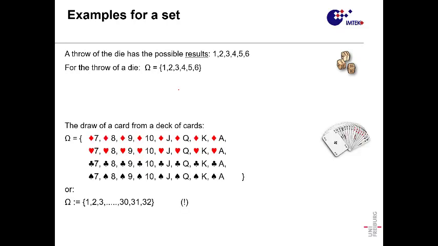Another one is, for example, a deck of cards. If you're playing poker or any other game with cards, the whole omega will be the whole deck, and the subset would be the hearts or the diamonds or the black or the red. Okay? So then you can start asking questions about this set and subset.